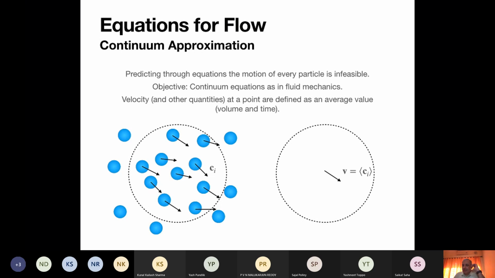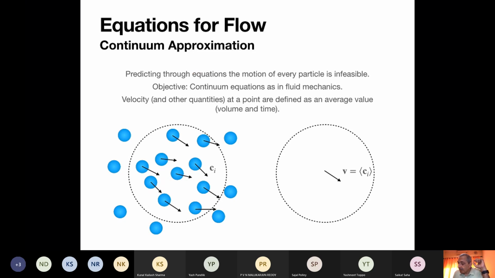The second thing that I would like to tell you about is that if we want to write down the equations for the flow of granular materials, then one way is, of course, to write the equation for the motion of every particle, which is what I've shown here. But theoretically, that's not a feasible thing to do because there may be millions of particles, and why do you want to know everything in so much detail?